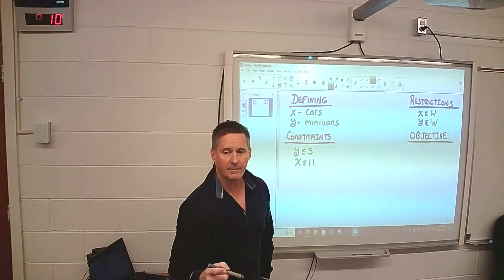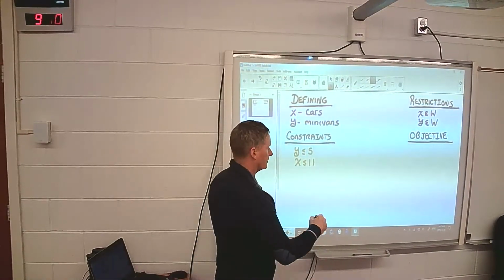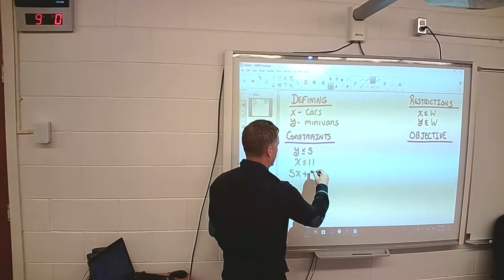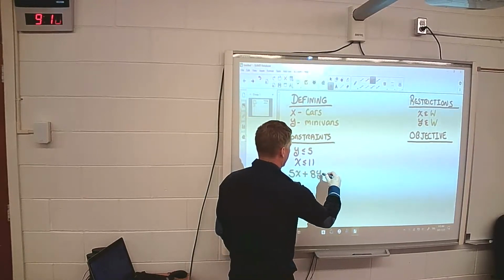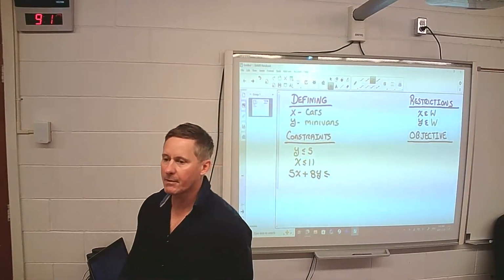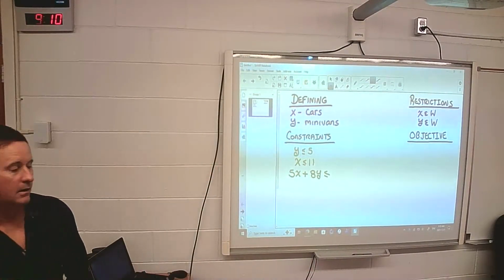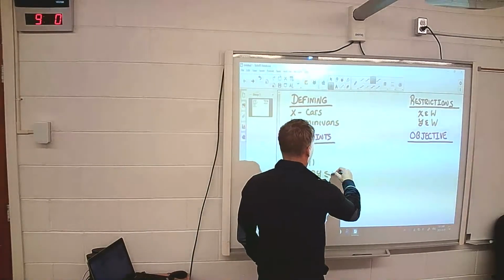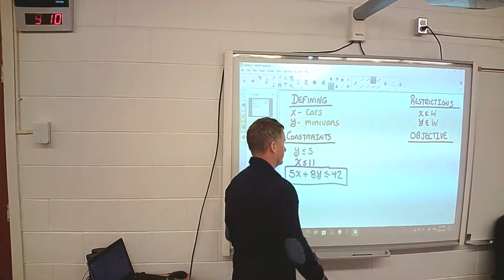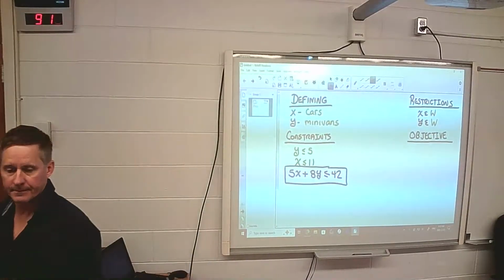Okay. So here's what I need to do next then. How many people in a car? 5. 5x plus 8y gives us the total number of people, and the maximum number of people is 52. This is the one that you are going to struggle with to make.